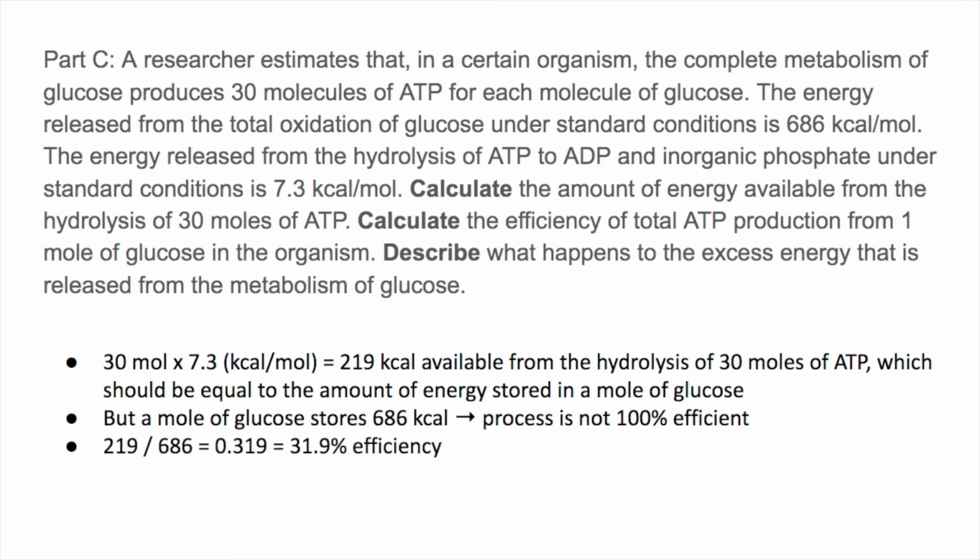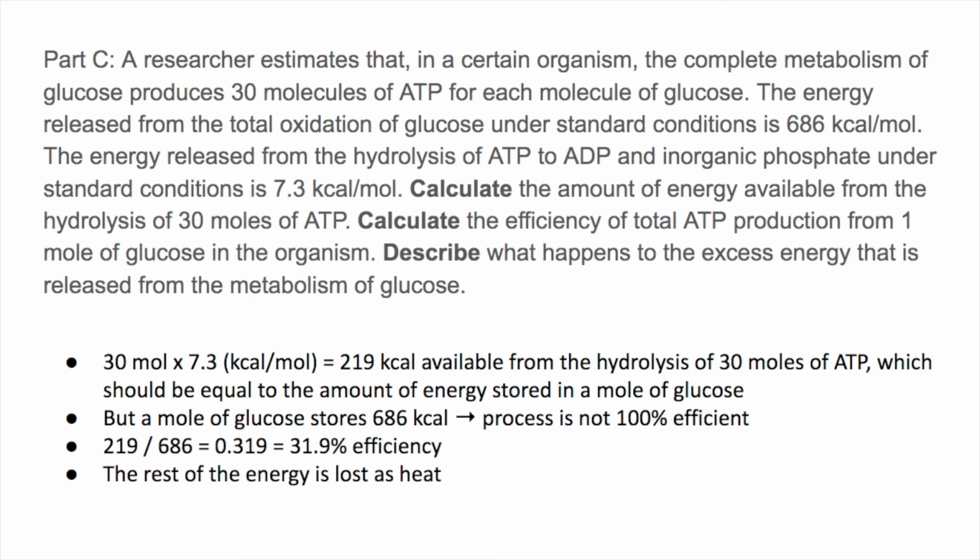And to calculate the efficiency, we're just going to take the energy available in the output of the process divided by the theoretical energy that should be produced. And that's going to be 219 over 686, which is equal to 0.319, which is 31.9% efficiency.